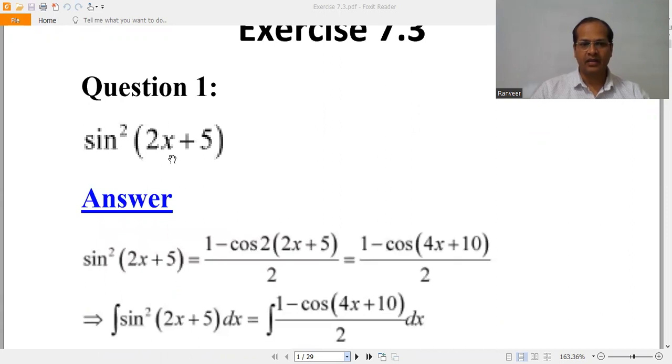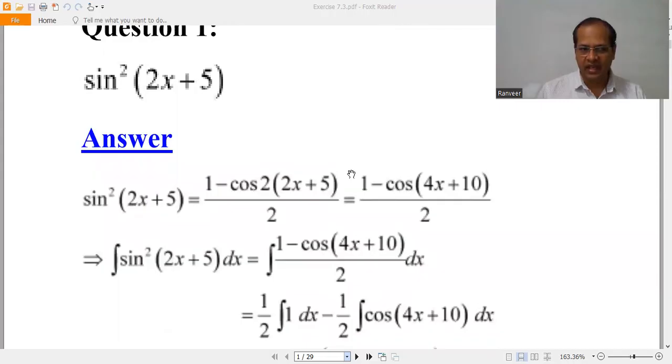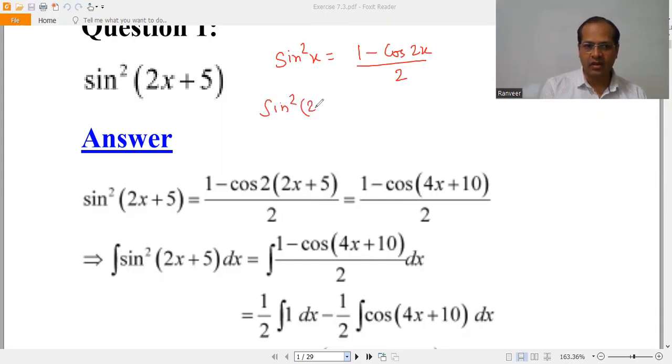Sine square 2x plus 5. Now, if we see, there is no direct formula for sine square x in indefinite integration. But we know sine square x is nothing but 1 minus cos 2x by 2. This is the formula. So in place of x, this is nothing but 2x plus 5.